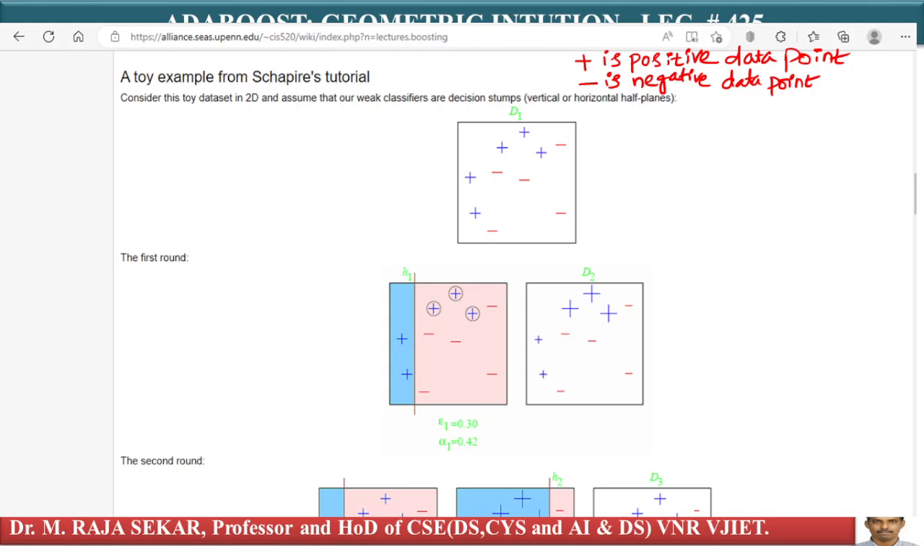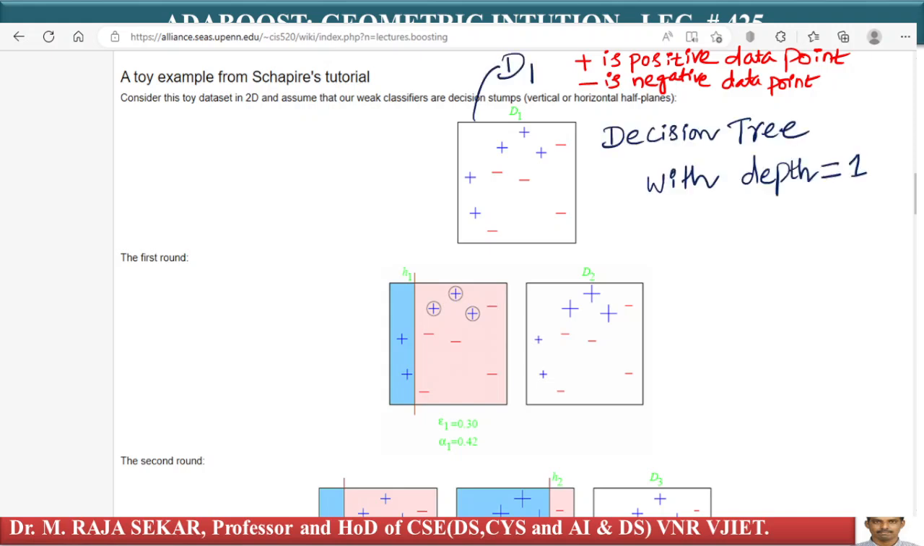My plus here is a positive data point, and minus is a negative data point. Let's assume this is my data set D1 at stage 0. From this, I train a model. Let's assume I trained a simple decision tree, with a depth equal to 1.